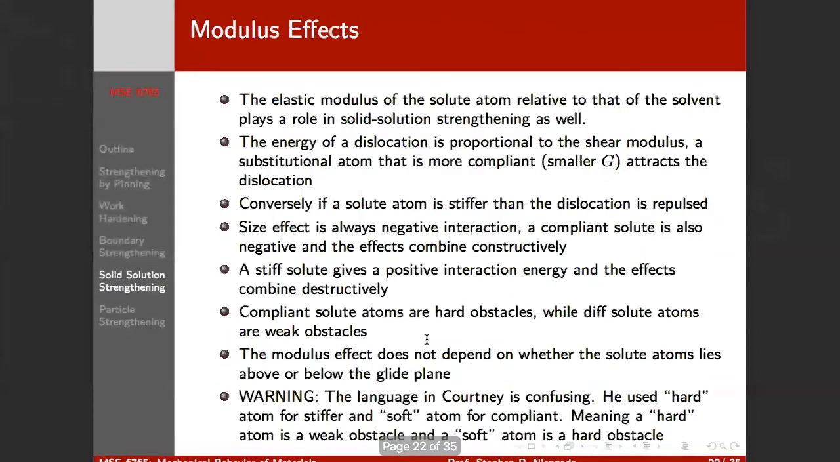Okay. So we'll be a little quantitative about the magnitude of the size effect, and we'll work through some derivations. But we also have a modulus effect, right? Why would the modulus of the substitutional solute atom come into play?